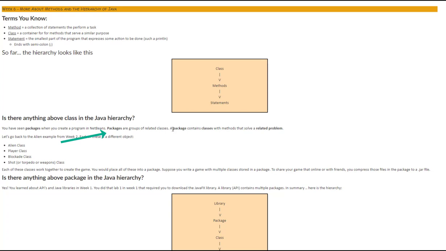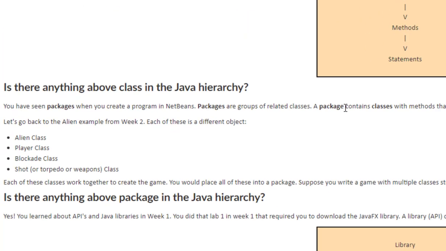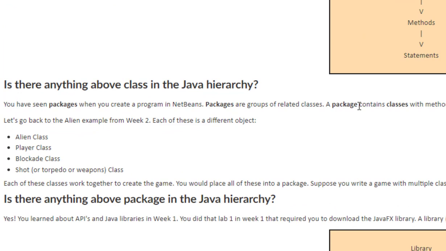Packages are groups of related classes, and a package can contain classes with methods that solve a related problem. So let's go back to week 2 when we were looking at the alien class example, and there was an alien class. But what if I was writing a game? Is it enough just to be able to instantiate an alien?